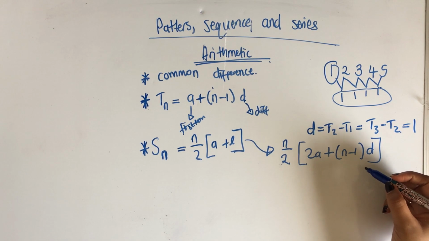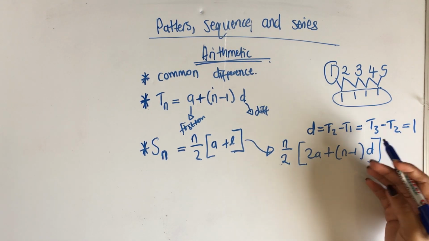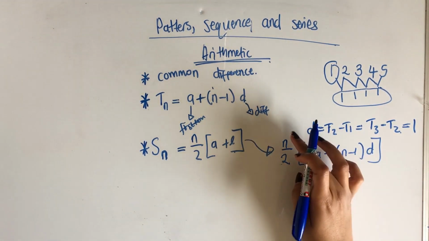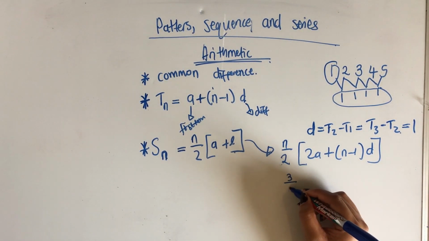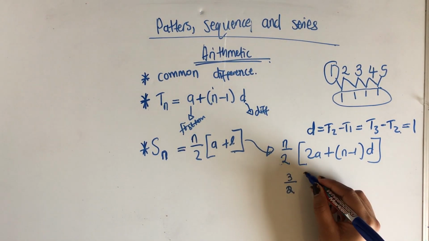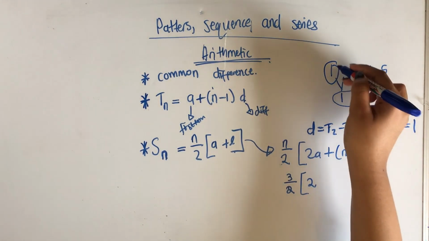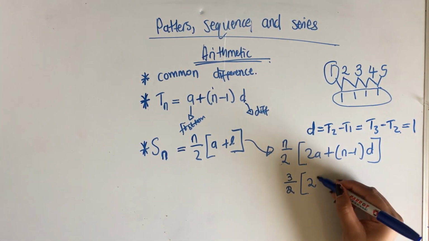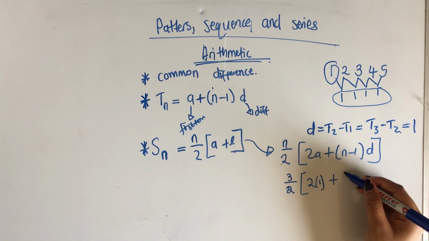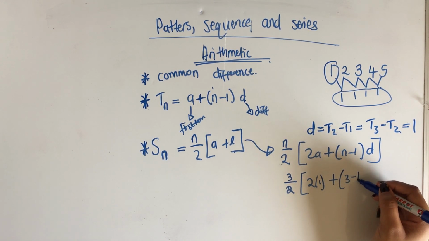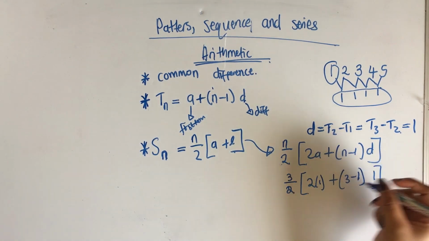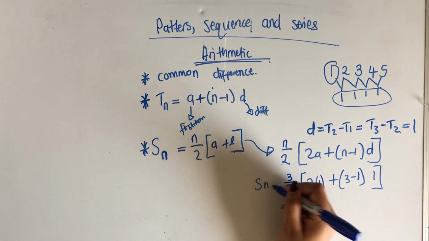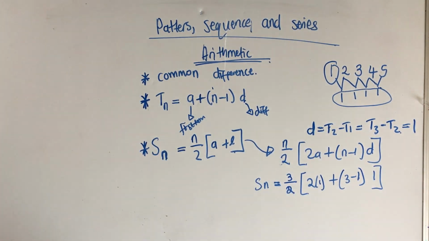So for example, if they say the third term, you're just going to put 3 in for n, so it's going to be 3 over 2 times (2 multiplied by a, which is your first term, in this case 1, plus (3 minus 1) multiplied by the difference, which is 1 as well), and then you're just going to get your sum of terms. Done.